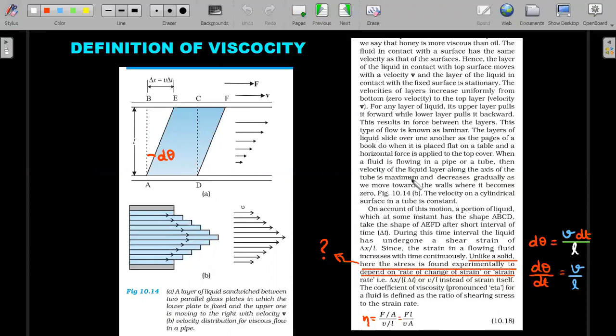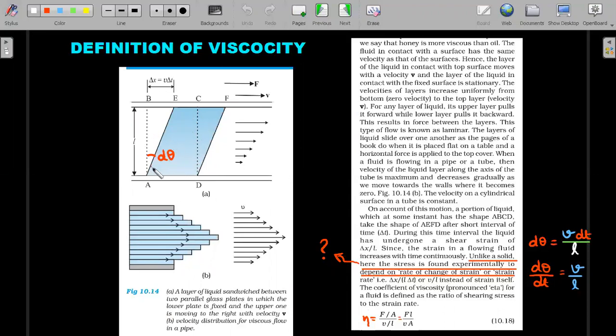All this you can read, and then he talks about, unlike a solid, and this is the most important point, here the stress is found experimentally to depend on the rate of change of strain and not on strain itself. Remember, if a solid of this kind is applied a shearing force on the top, in the modulus of elasticity topic of Hooke's law, the shear stress is proportional to shear strain. That is what we talk about in solids. Whereas in liquids, and here we mean Newtonian fluids, the experimental law says the stress is not proportional to strain, but to the rate of change of strain.